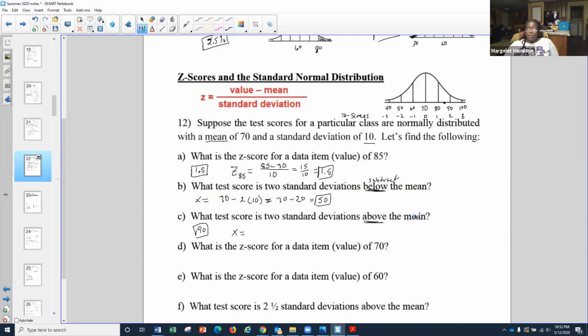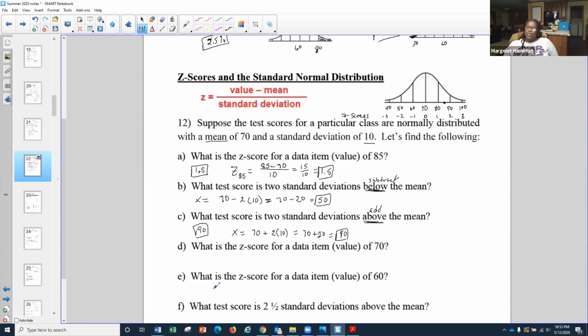So when we're writing our mathematical statement, starting at the end and working our way backwards, our mean, 70. Above means to add. So plus 2 standard deviations, right? So 2 times, all right, times 10. So now we have 70 plus 20 equals 90. There's our verification.